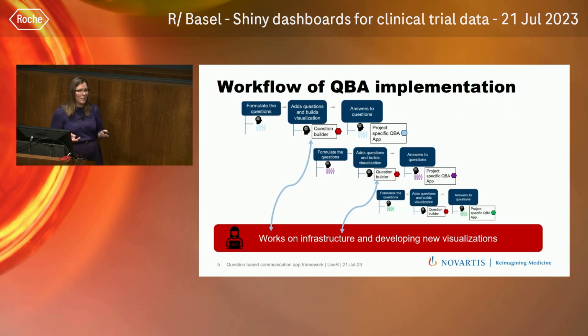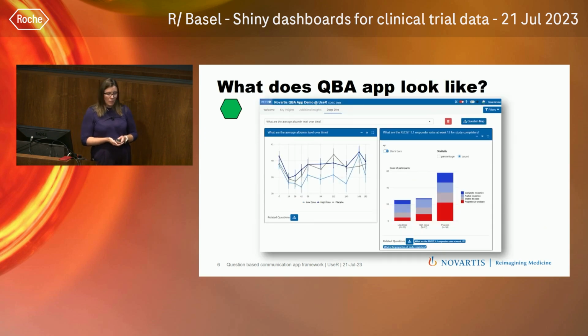And then, as said, it is reusable completely. So one could have numerous clinical trials running in parallel using the exact same code, and that can be used by many different clinical teams at the same time. At the end, every clinical trial would have its own specific app, which is still using the exact same underlying code. So here is a quick glance of what a QBA app looks like.